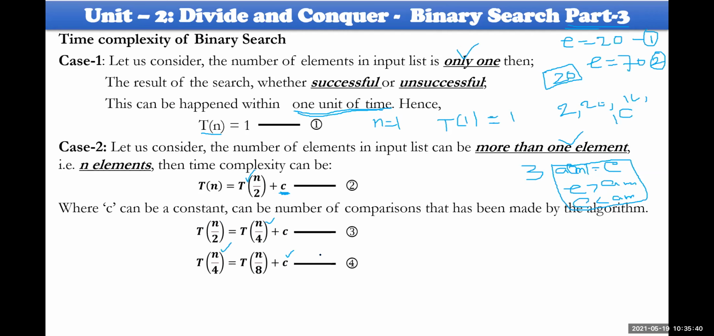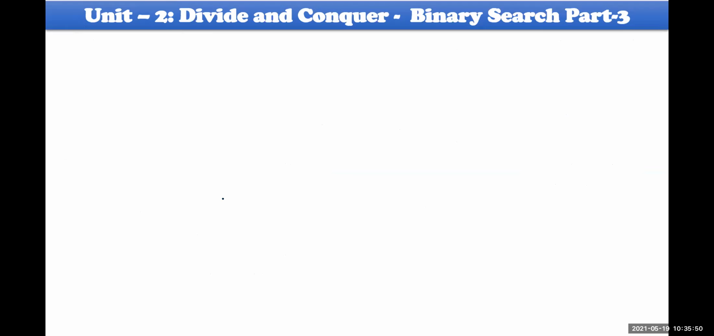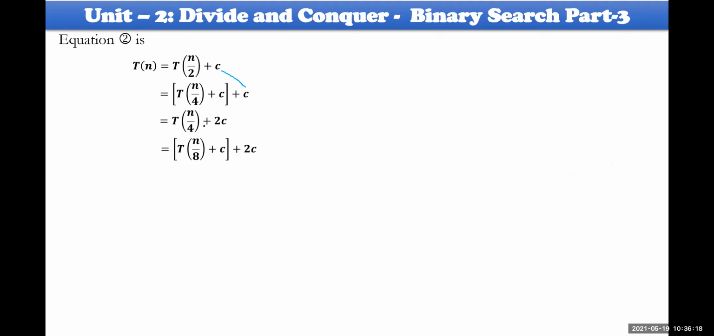What we are supposed to do, equation 3 and 4 will be substituted in equation number 2. If you substitute, it becomes like this. Actual equation number 2 will be T of n equal to T of n by 2 plus C. Within that you have to substitute T of n by 2 value from equation number 3, T of n by 4 plus C, and this plus C will be taken here. Then T of n by 4 plus 2C. And we have T of n by 4 value in equation number 4. Substitute that value here. That is T of n by 8 plus C. And already this 2C will be taken here. This will be T of n by 8 plus 3C. C plus 2C equal to 3C.